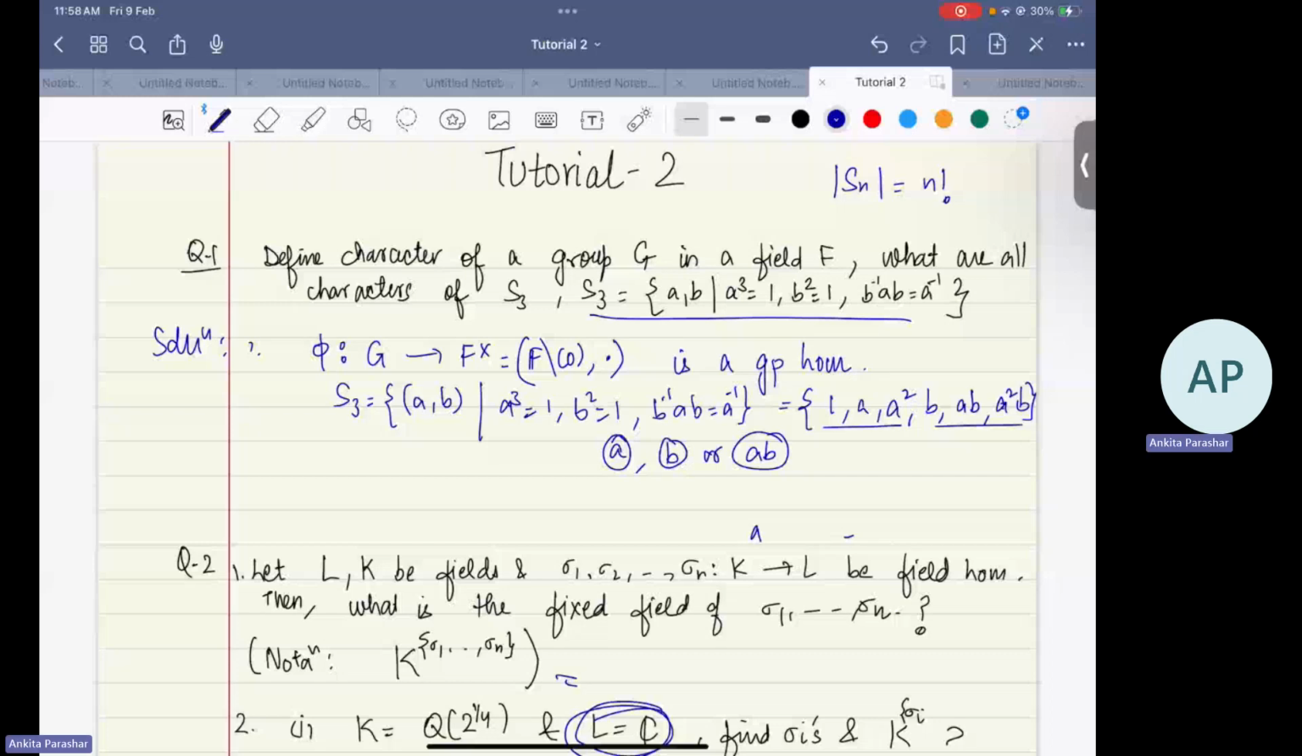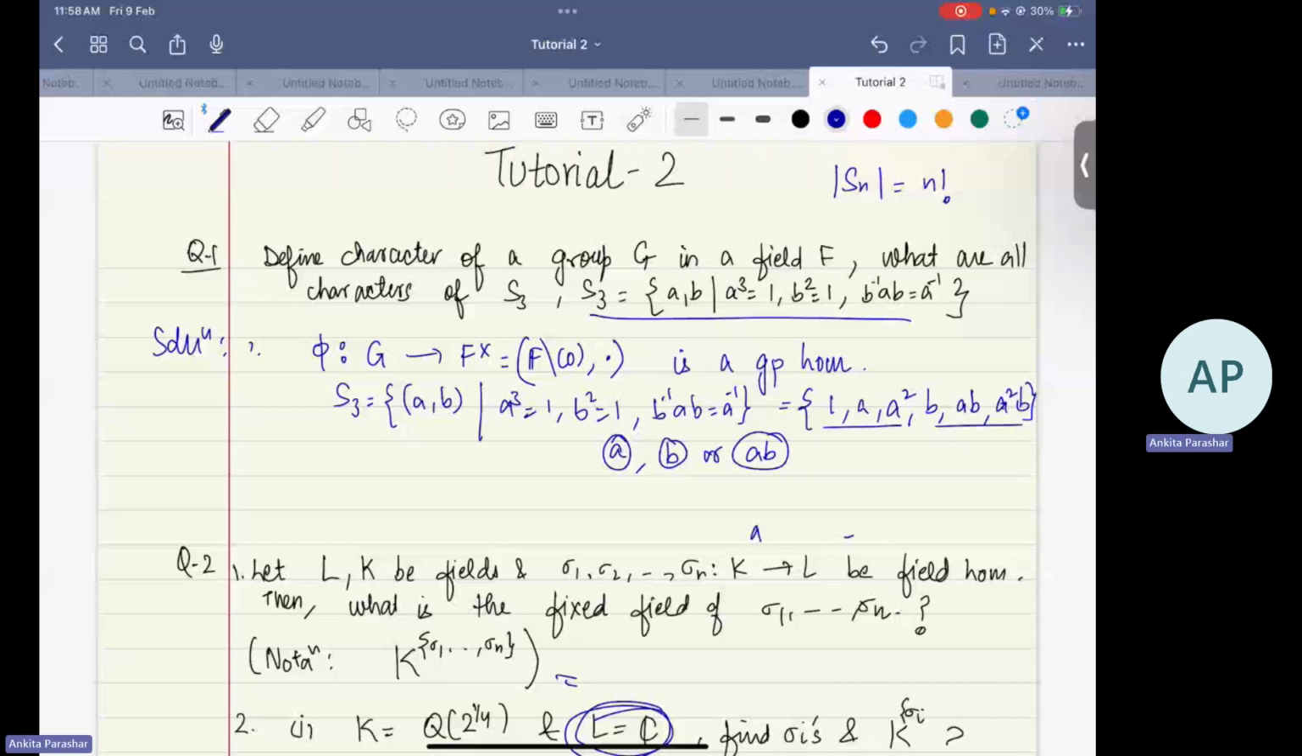Note that if I raise 2 power 1 by 4 to the power 4, that is nothing but 2. And 2 is an element of Q, so it will be kept constant. Therefore, what you got is that phi of 2 power 1 by 4, its whole power 4, is nothing but 2. That is, what are all the possible choices of phi of 2 power 1 by 4?